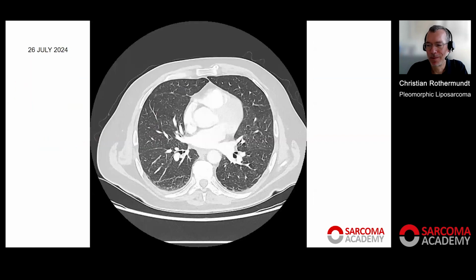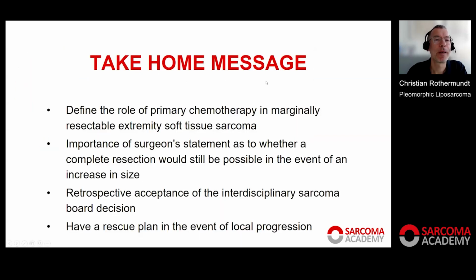I mean, I took too much time anyhow. So my take home is, what we still need as a community is to define the role of primary chemotherapy in marginally resectable extremity soft tissue sarcoma. Looking back, we had this discussion with the surgeons about the complete resection along the sciatic nerve. So I think that's really important, that they say, well, it's easy or it's very complicated.